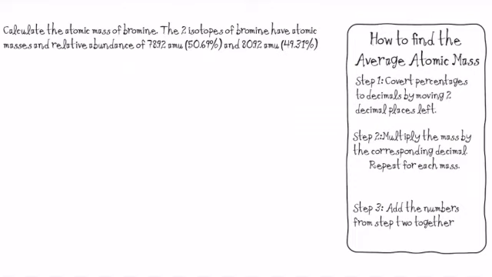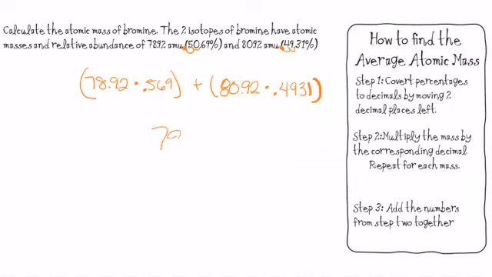Calculate the average atomic mass of bromine. The 2 isotopes of bromine have atomic masses and relative abundances of 78.92 AMU at 50.69% and 80.92 AMU at 49.31%. So the first step is we're going to convert our percentages to decimals, then multiply, then we add them together. So our answer is 79.91 AMU.